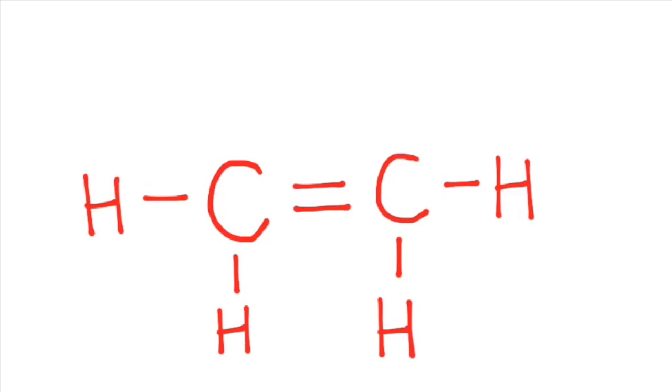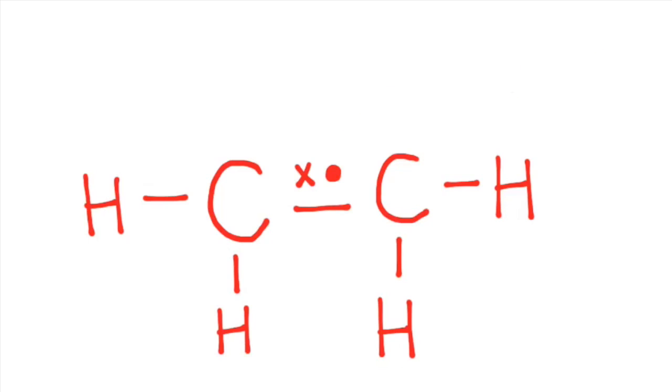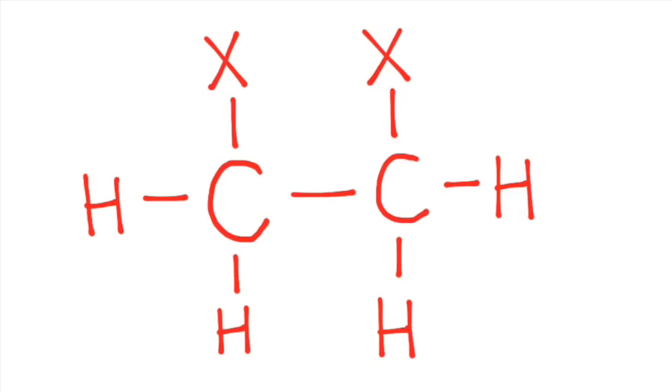Organic compounds with double or triple bonds between carbon atoms are called unsaturated hydrocarbons. And it's these unsaturated hydrocarbons that undergo addition reactions. The second bond in a double bond is slightly weaker and can easily be broken. The reacting atoms then add to the carbons on either side of the original double bond. Addition reactions tend to happen relatively easily due to the reactivity of a double or a triple bond.